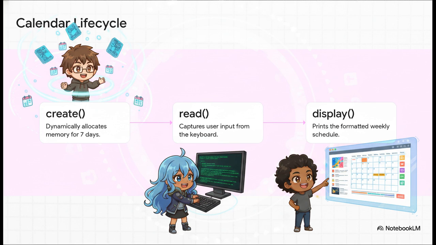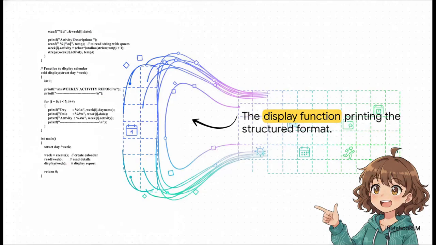Notice how separating these tasks follows that core design principle of separation of concerns? It keeps our C code modular and, frankly, way easier to debug. So how does that final step actually play out? Well, the display function takes our abstract struct day array, which, let's be honest, to the computer is literally just raw blocks of memory, and magically transforms it into a human-readable schedule. It simply loops sequentially through each day, printing the data out nicely inside neat, dashed lines.